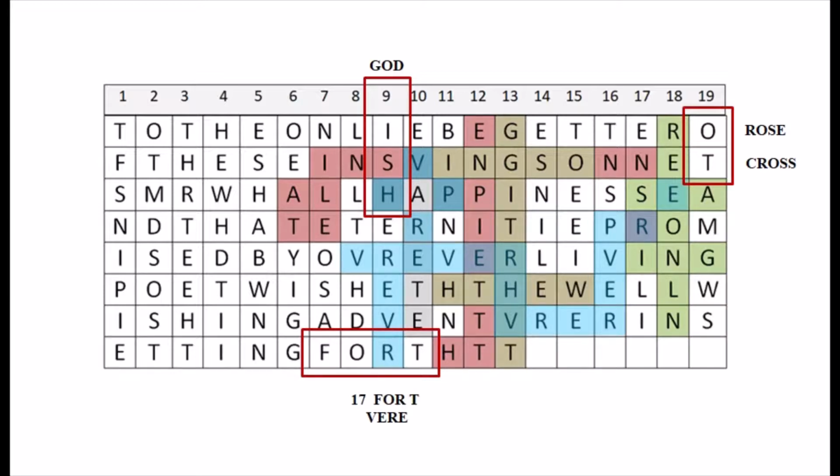The next Vere ends in column 18, where we find the rebus about the 18th Earl of Oxford, and it touches the OT Rose Cross in column 19. Everything is connected, and I believe this gives us the message, God, Vere, and Rosy Cross.